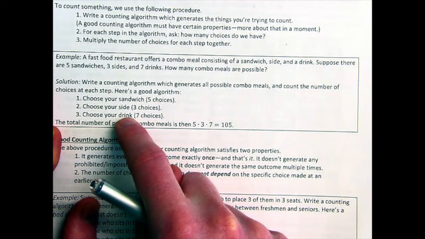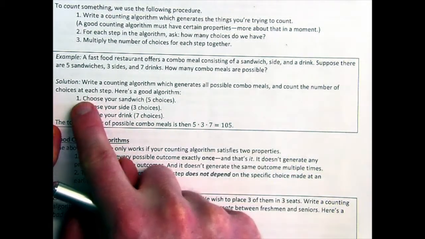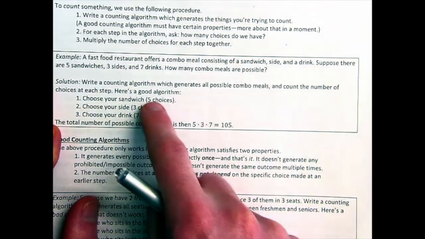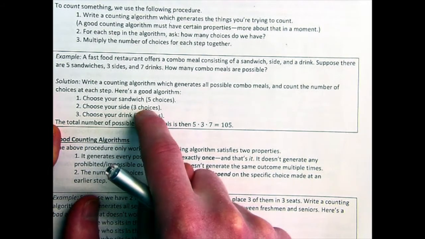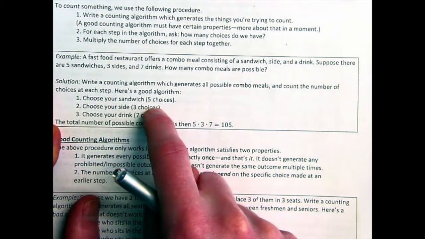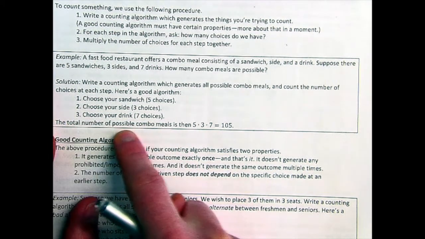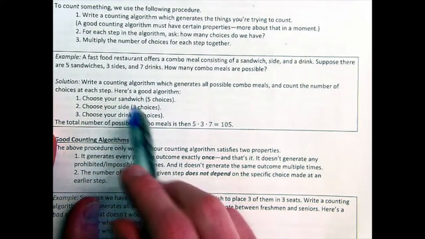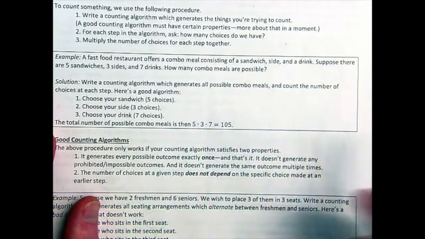And what you have to do is figure out how many choices you have at each step. Well, at step 1, choosing your sandwich, there are 5 sandwiches to choose from, so you have 5 choices. Step 2, when you choose your side, there are 3 sides to choose from, so you have 3 choices. And for drink, you have 7 choices. So the total number of possible combo meals is obtained by just multiplying each one of these numbers together. The 5, the 3, the 7, and 5 times 3 times 7 gives you 105. And that's kind of it.